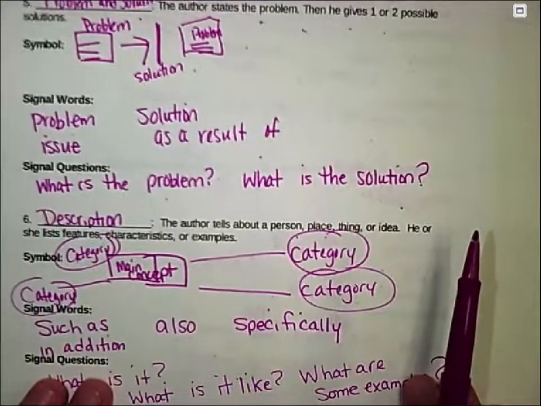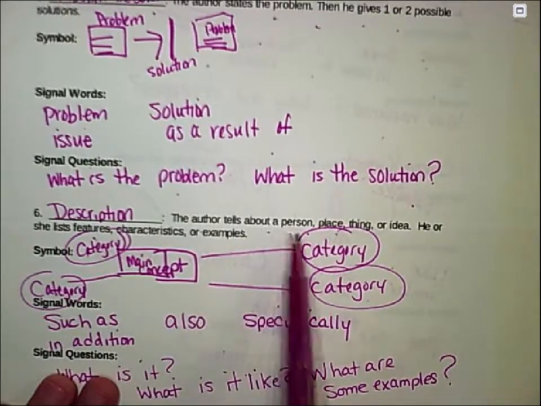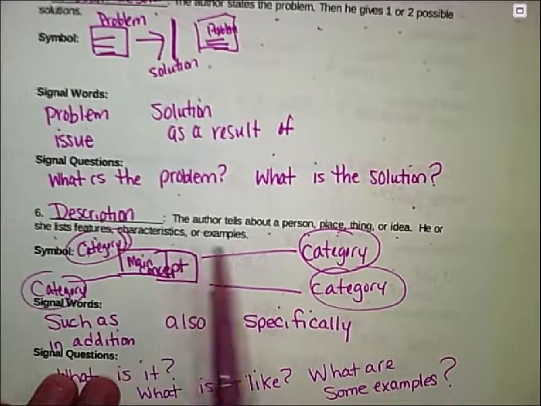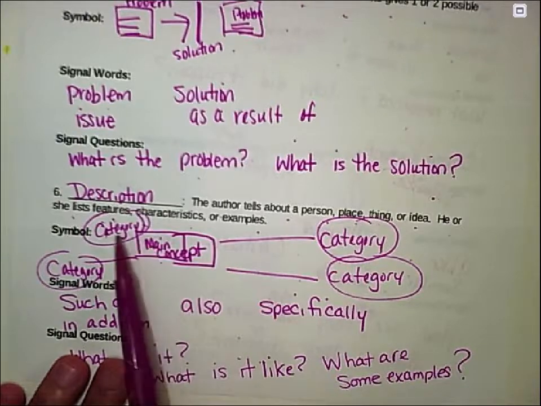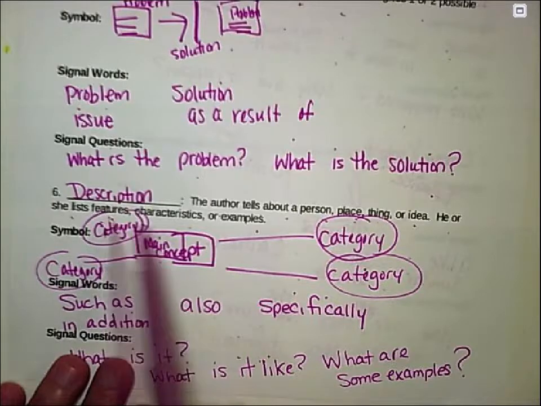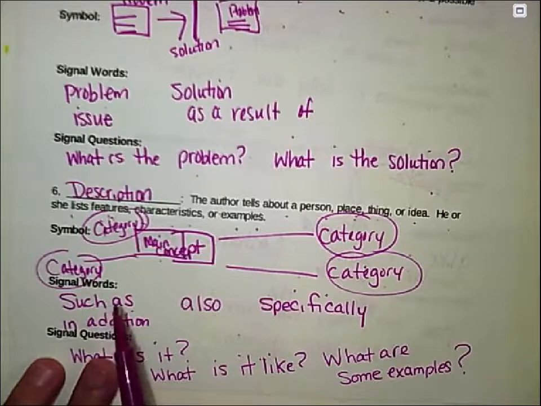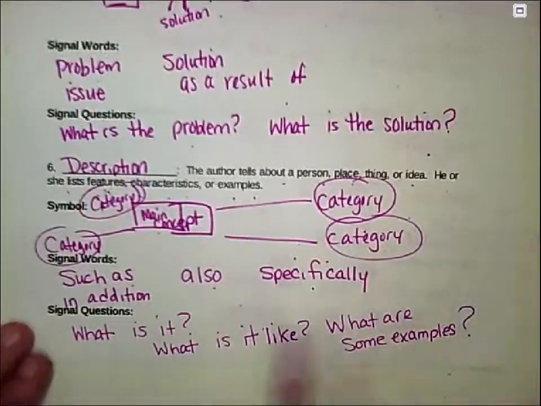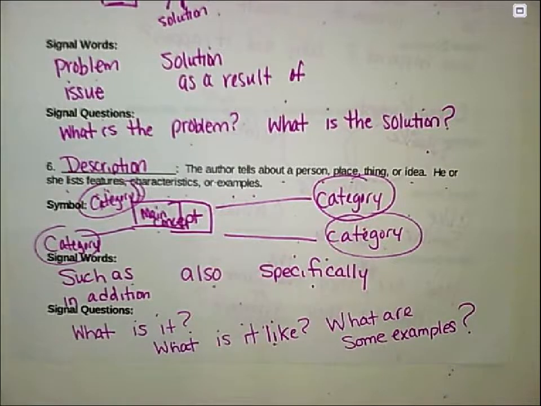My last one was number 6, description. And this is where the author tells about a person, place, thing, or idea. He or she lists features, characteristics, or examples. And my symbol was main concept, and I had category, category, category, which would basically be features, characteristics, or examples. Okay. Some signal words I had were such as, in addition, also, and specifically. And my signal questions were, what is it? What is it like? What are some examples?